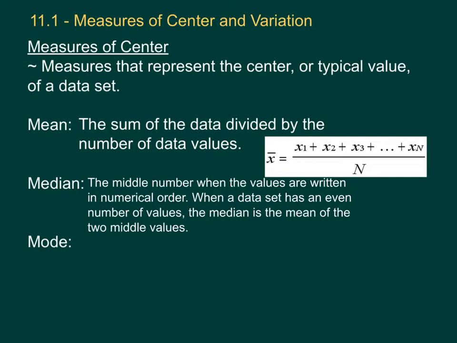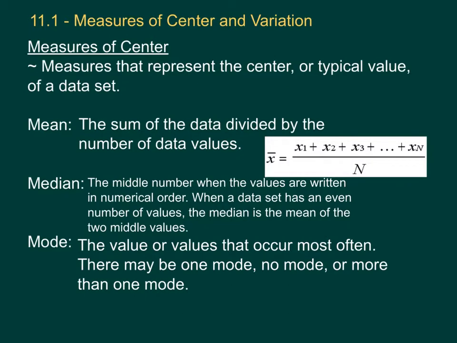And finally, we have the mode, which is the value or values that occur most often. You can remember that mode starts with MO, which should be corresponding to most often. And there may be one mode, no mode, or more than one mode. If everything appears the same number of times, we wouldn't say that everything is the mode, we'd just say that there's no mode. But there can be multiple modes depending on the data. So these are the three measures of center, and let's try to calculate these based on some real-life numbers.